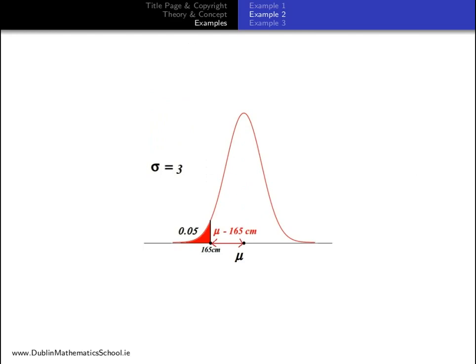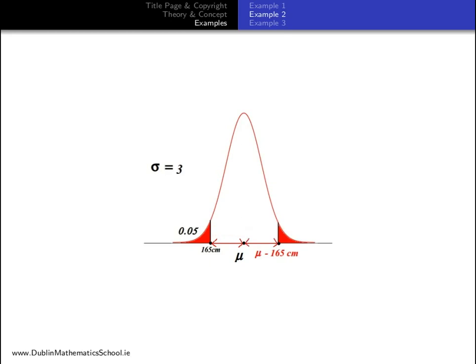Notice that the distance between 165 and mu is mu minus 165. This is important because for these problems, rather than writing the information in a left tail, we prefer to write in a right tail. This is because our table book only gives us values to the right of center, not to the left of center. So we need to transfer this information into a right tail. We are allowed to do this because the graph is symmetric.